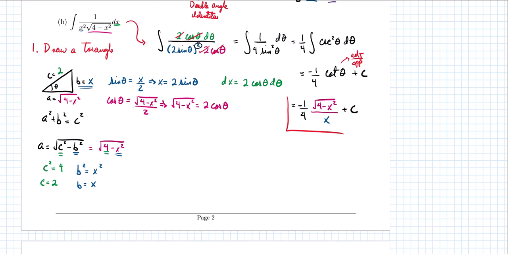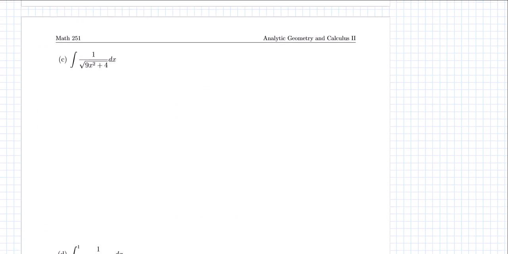However, if you choose to use the other trig functions whenever you're working on homework or on exam problems, it's perfectly fine with me. Alright, so let's take a look at another example here.